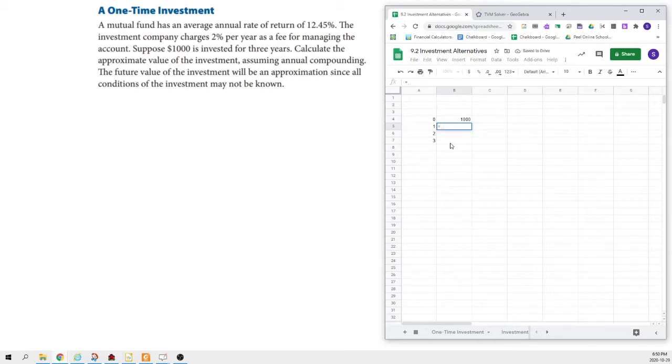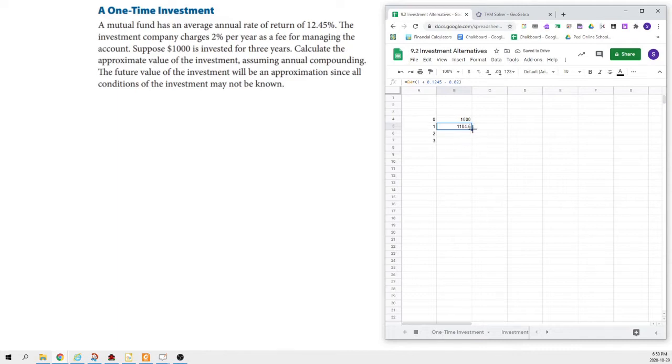So after 1 year, we're going to have V times 1 plus the amount it's going to grow by. So it's going to grow by 12.45%, but we're going to have to pay 2% as a fee. So 12.45, and then we're going to subtract off the 2%. And so we're going to grow by a little bit more than 10%.